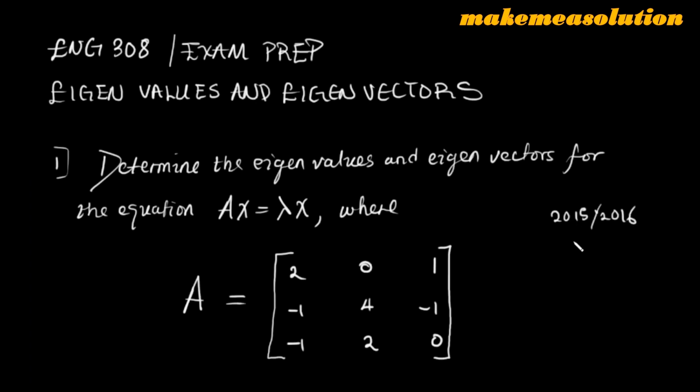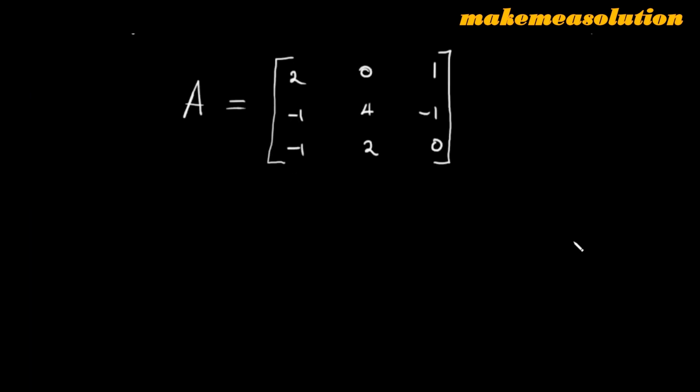Now we are going to look at how to find the eigenvalues and eigenvectors for the equation Ax = λx, where A is this 3 by 3 matrix that we're given here. So let's dive into the solution.